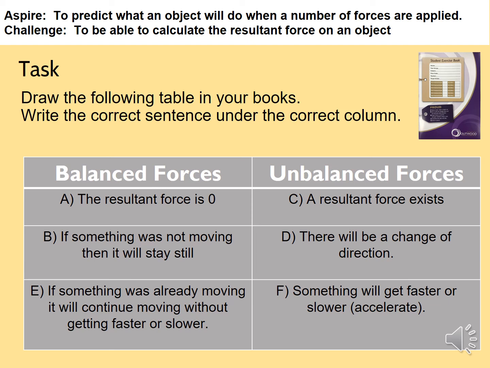There will be a change of direction; that must be unbalanced to cause that to occur. And we saw those in the laws from Isaac Newton earlier. Something will get faster or slower, accelerate or decelerate. That must again be unbalanced because there is a resultant force being described in that sentence.